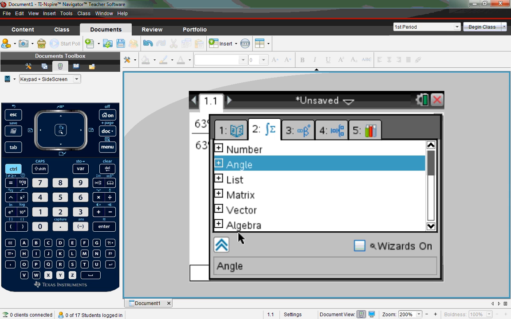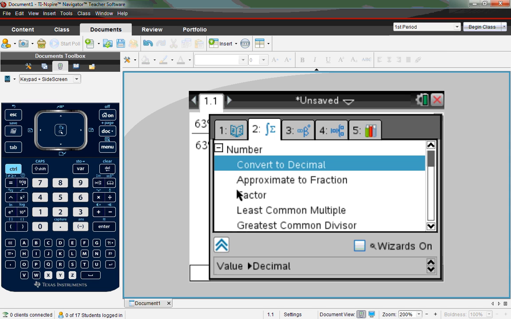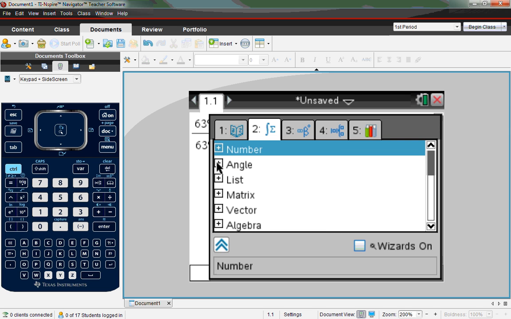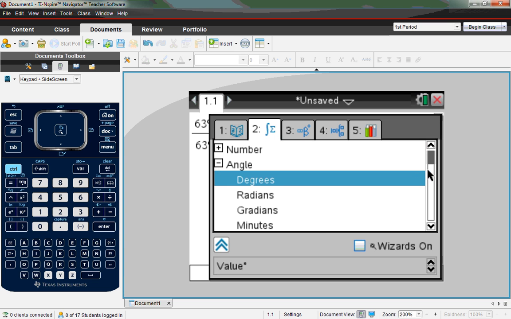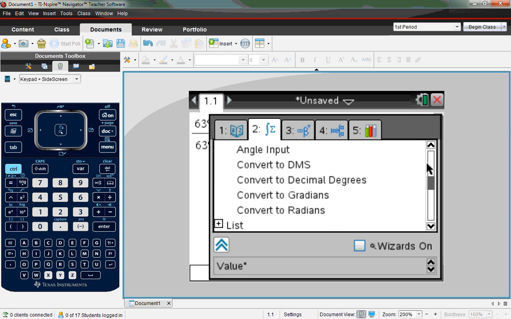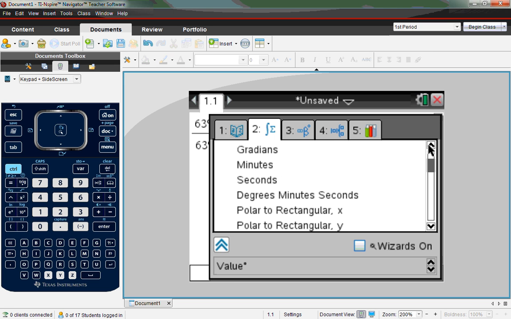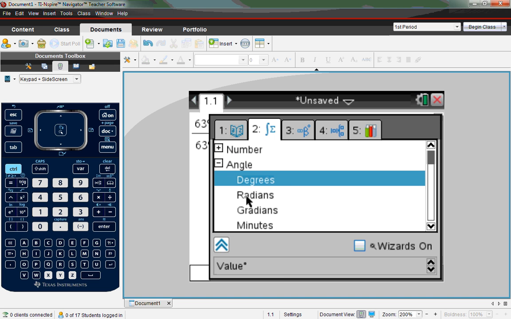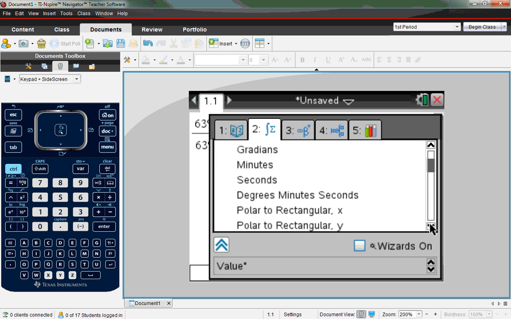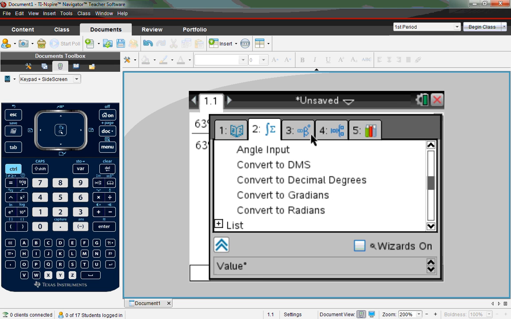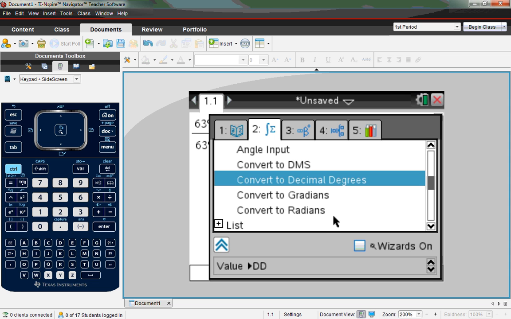If you guys look at my screen, your screen is going to look a little different than mine. Each one of these has a different drop box to them. You want to be in the angle drop box. Once you're in the angle drop box, there's lots of different things that you can do. We have degrees, radians, gradians, minutes, seconds. You keep coming down here, there's convert to DMS. Convert to DMS is degrees, minutes, and seconds. Convert to decimal degrees. Isn't that what we want? We want a decimal degree. So you're going to click on that and hit enter.